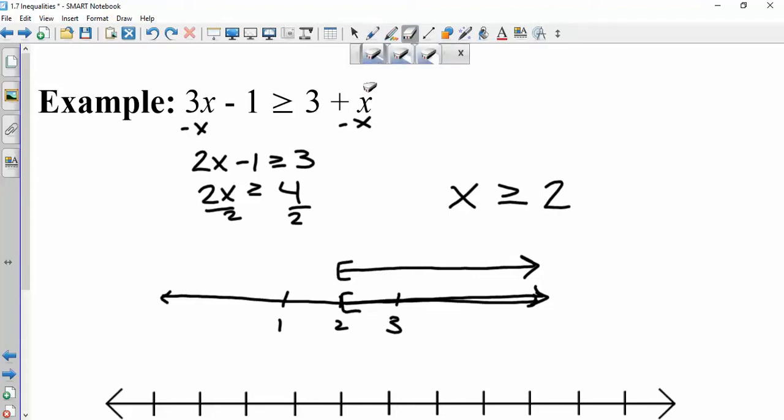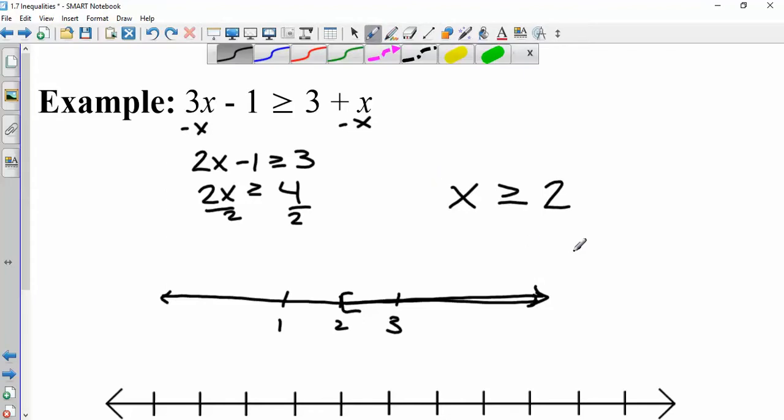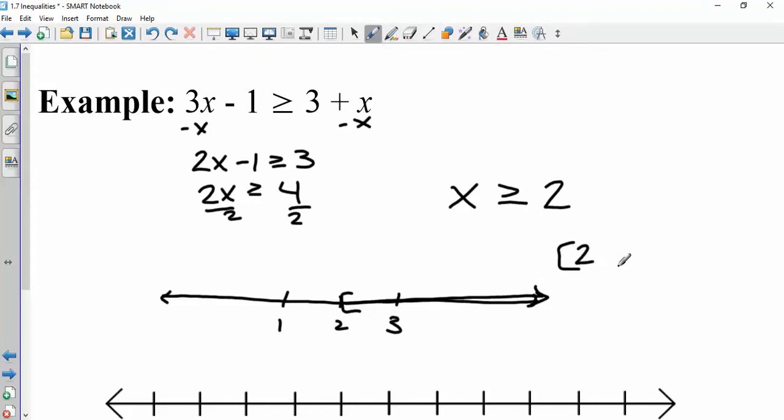So my interval notation, if I do that, we just go left to right, small to large. So it starts at 2. My 2 had a bracket, comma, kept going forever, so it stopped at infinity, and infinity always gets a parenthesis.